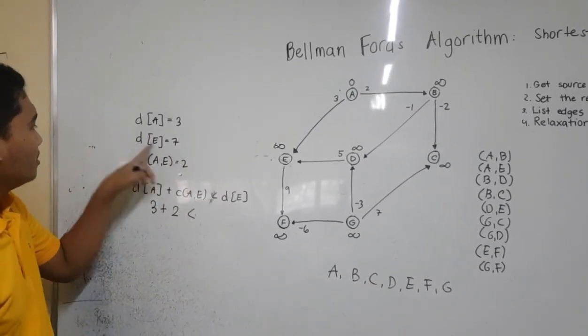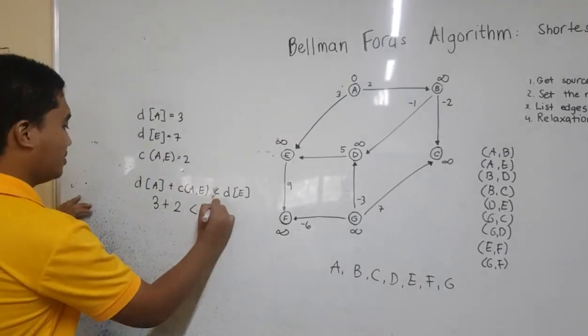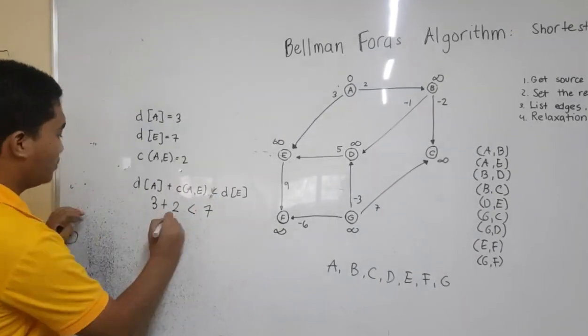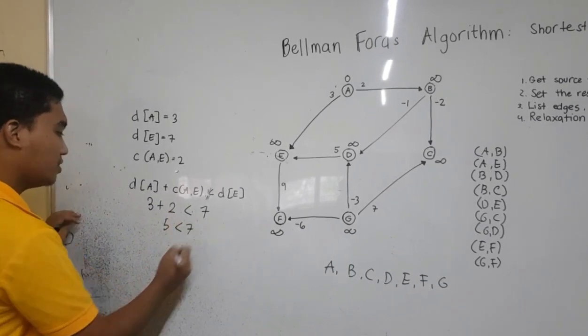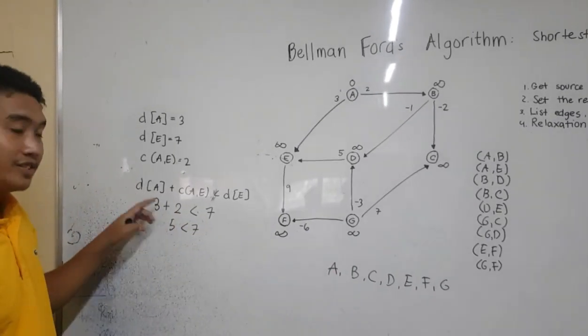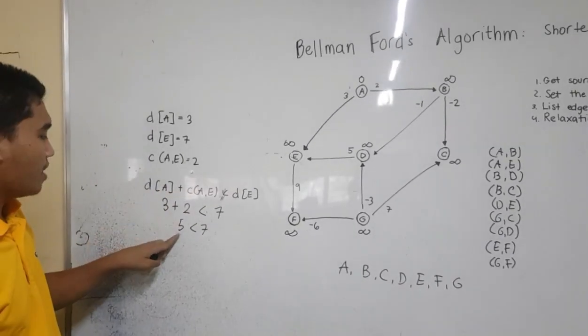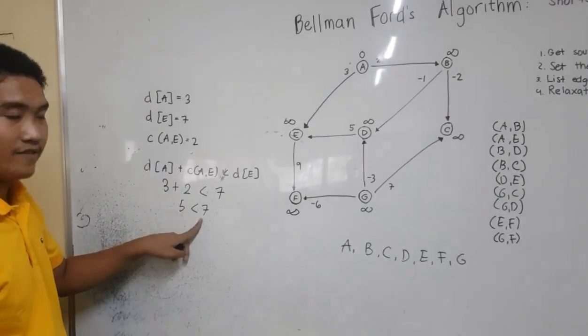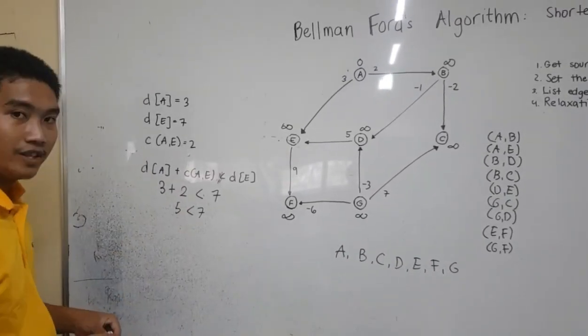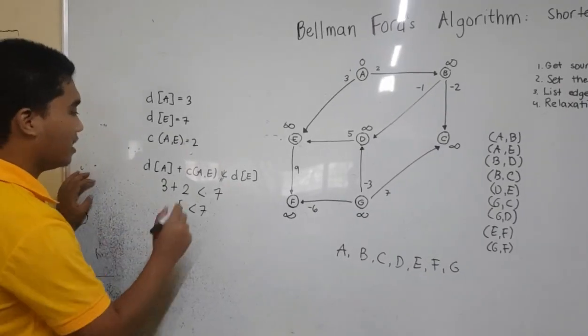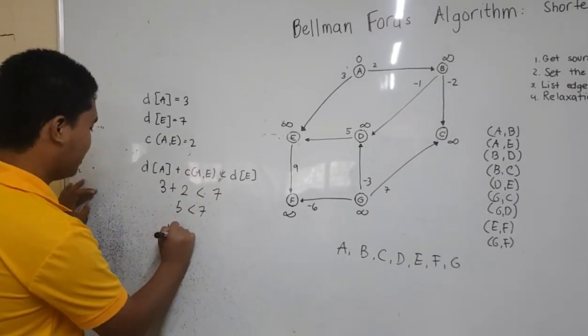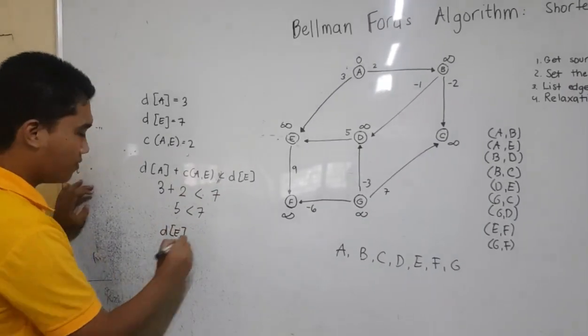The distance of E is 7. So 3 plus 2 is 5. The new distance, the sum of these two, is 5, which is less than 7. If it is less than 7, then you have to change the distance of E, which is now 5.